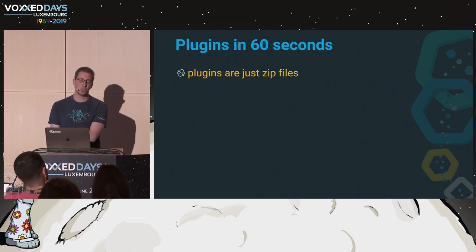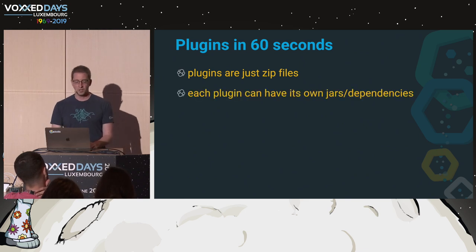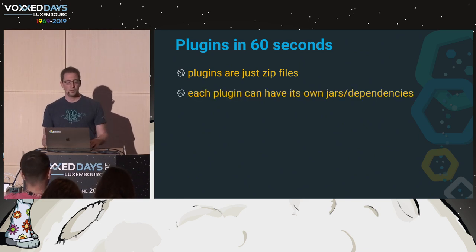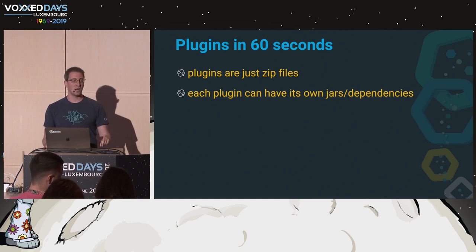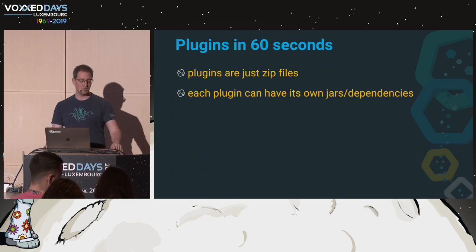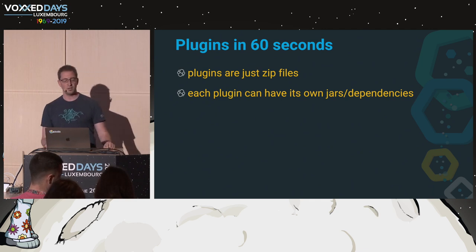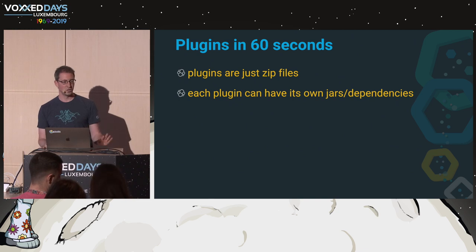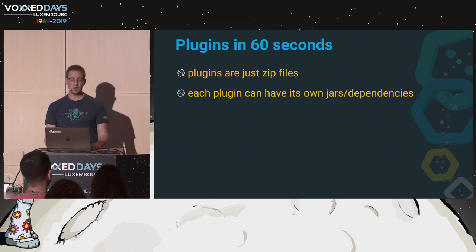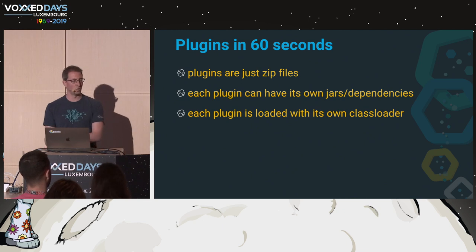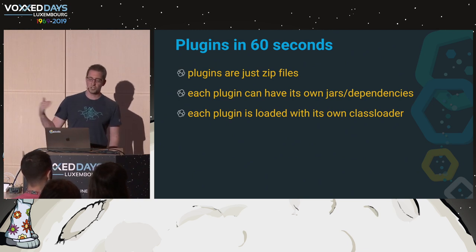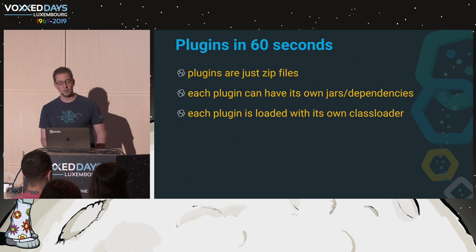And plugins in Elasticsearch are basically just zip files. And the interesting part within Elasticsearch is that each plugin can have its own jars and dependencies. This also means that if you have two plugins and one has dependency A in version 1 and the other one has dependency A in version 2, it's fine. There's no clashing with loading those dependencies. Why? Because each plugin is loaded with its own class loader. You may know this functionality from, I don't know, Tomcat or any other web container, where you can also just deploy two web archives with different dependencies and they just work as expected.